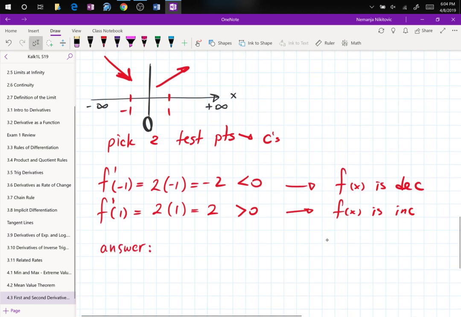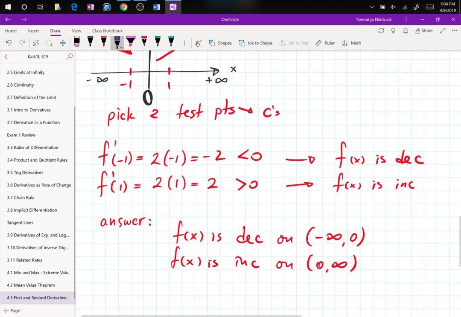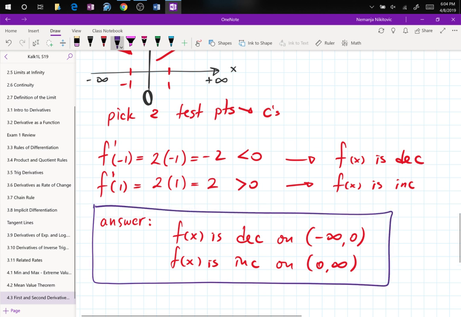What's the answer? F of x is decreasing on negative infinity to 0. F of x is increasing on 0 to infinity. This is my answer. This is what you have to put down if you want the points on the test. Because this is actually what your report is going to have when you are giving the report. Right? You are losing money, you are gaining money. Right? And provided the times, right?